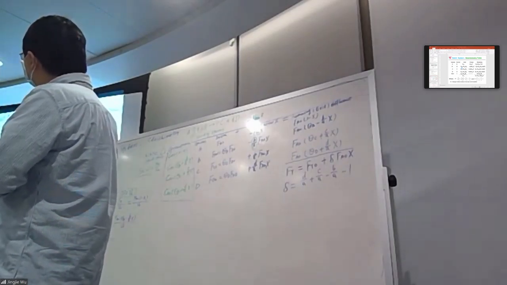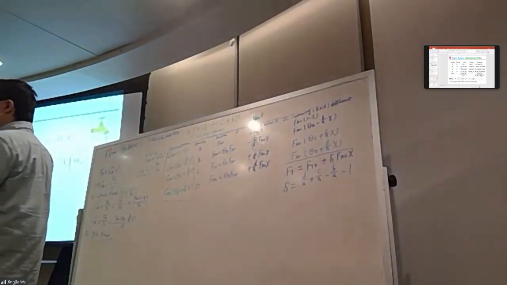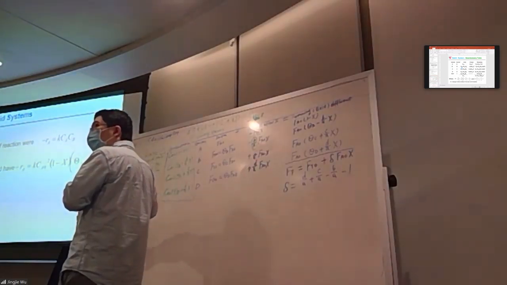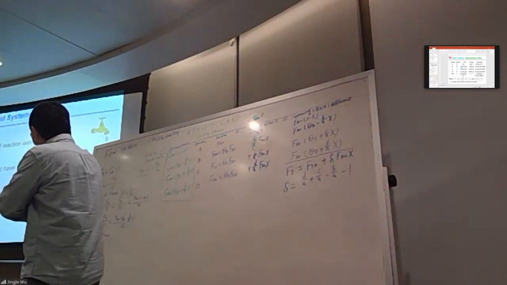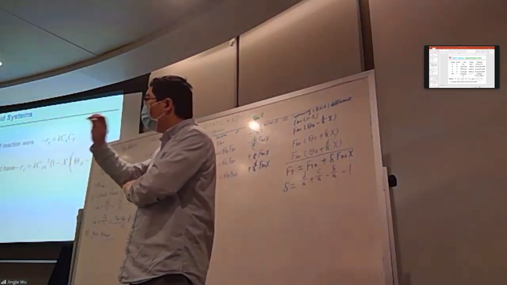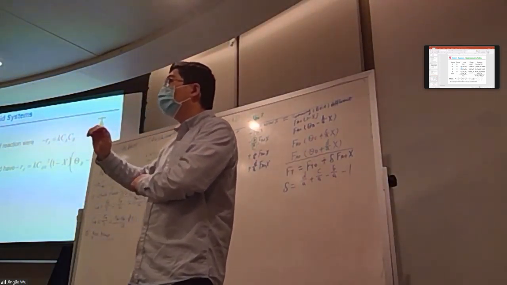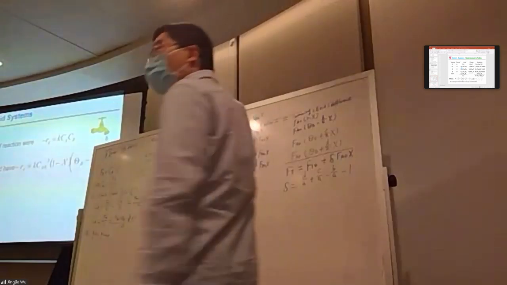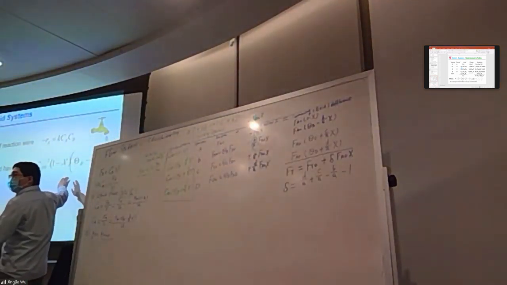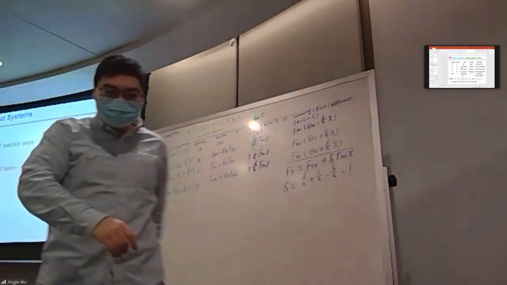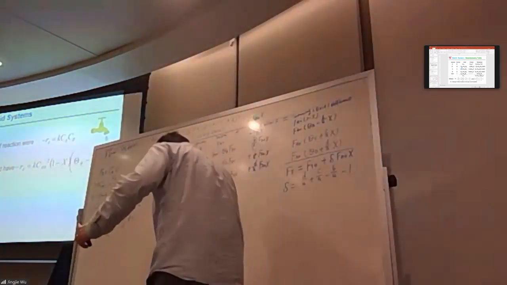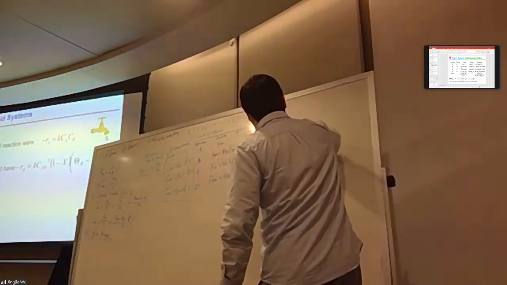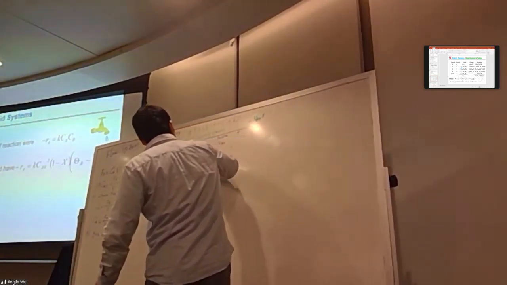How do we get it? First of all, we have the rate law. Second, we have the stoichiometry. Combine them together and we can get RA as a function of X. Is the logic clear? Any question about getting this equation? I'm going to erase it, probably you forgot.